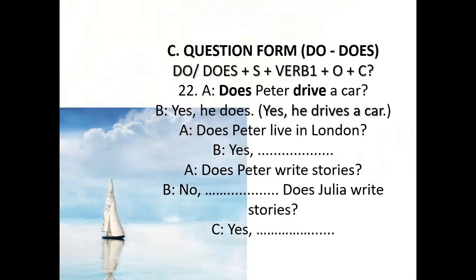Now, question form with do, does at the beginning again, before the subject, and then verb one, because there is does for the singular subjects. Does Peter drive? Peter is singular. So, does Peter drive a car? Yes, he does. Short answer. But in complete answers, we don't use does. Yes, he drives a car. This is very clear, I think.